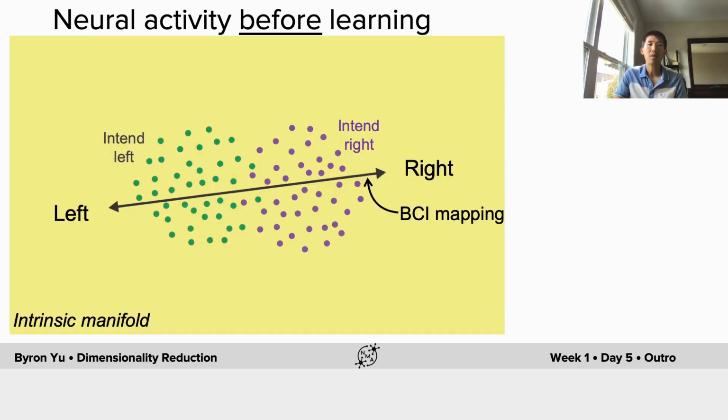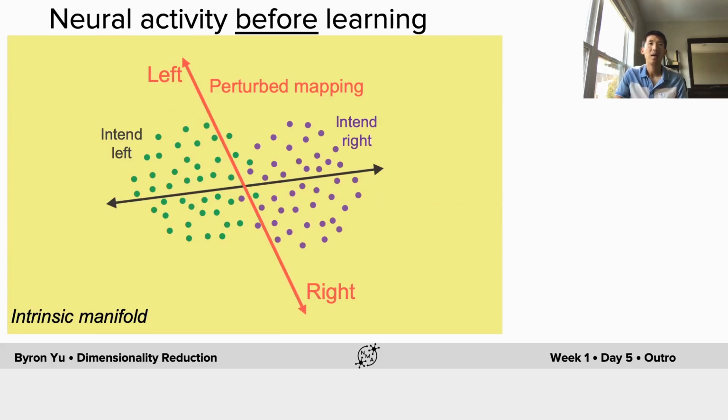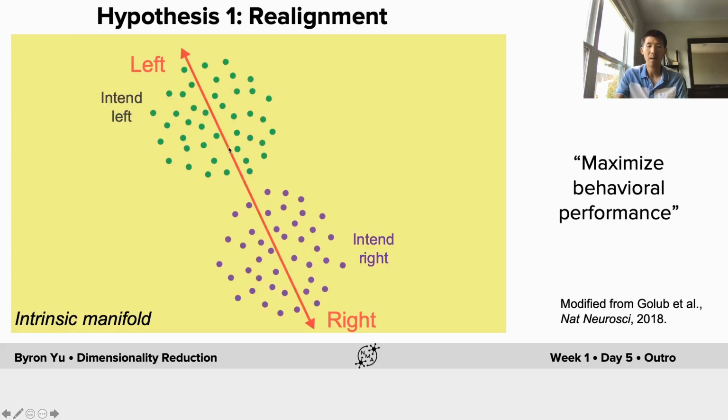So here's the situation that we have before learning begins. Here's the BCI mapping, and when the animal wants to move the cursor to the left, it produces these green neural activity points, and when the animal wants to move the cursor to the right, it produces these purple activity points. Now the mapping is switched unannounced to the animal, and our key question now is, how does the animal reorganize its neural activity to regain control of the cursor using this perturbed mapping?